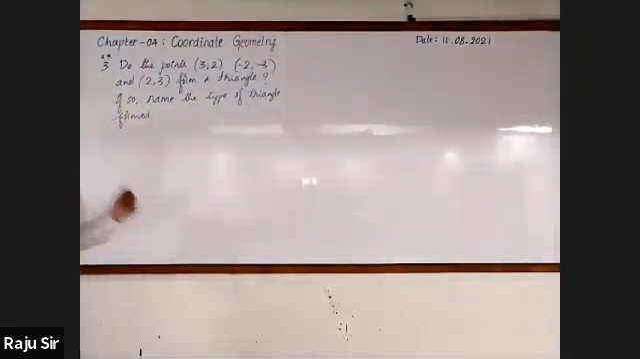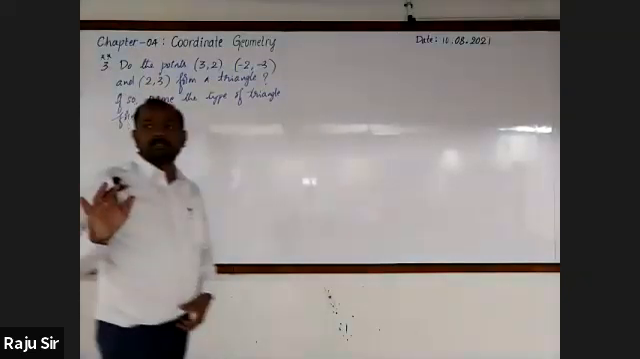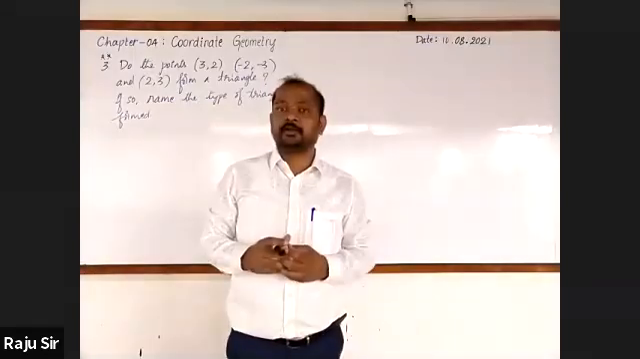Have you copied? Okay. Now observe. Go through the question once. Here they have given 3 points: (3, 2), (-2, -3), and (2, 3). We have to check whether these 3 points form a triangle or not.